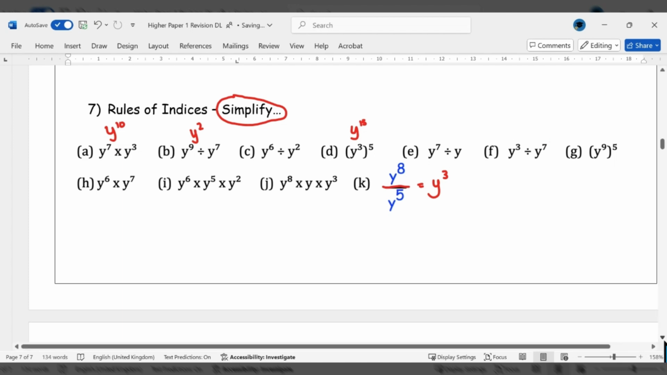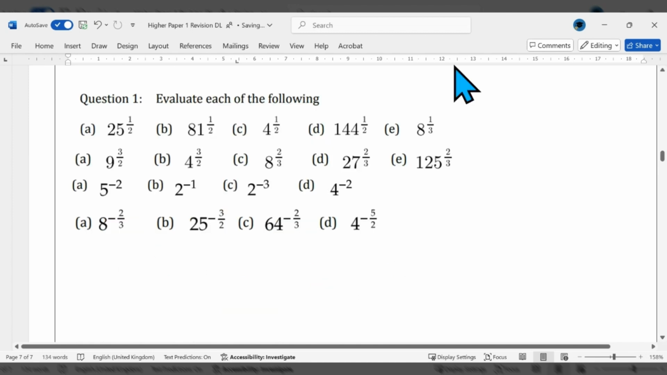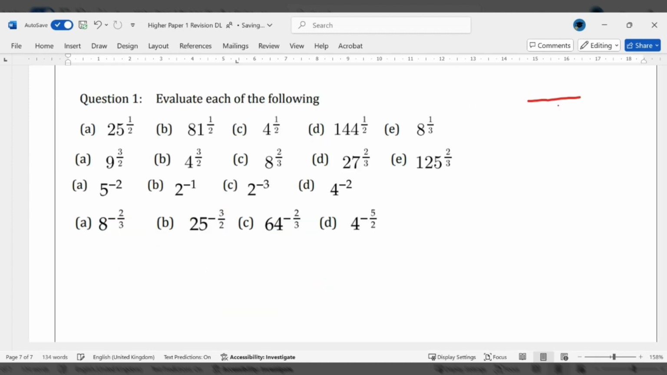Then onto the harder ones here, okay? The way I remember it again with indices is underneath, if you've got a fraction, the bottom is the root and the top is the flower or the power.